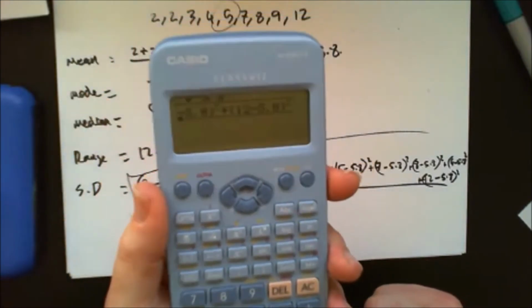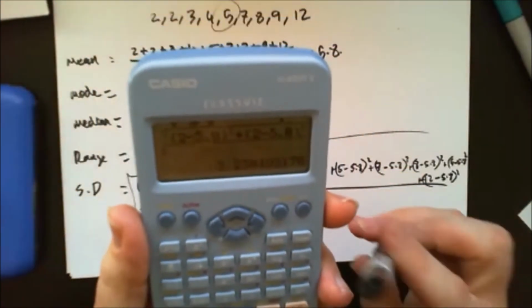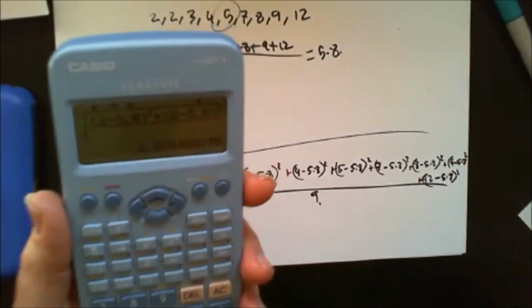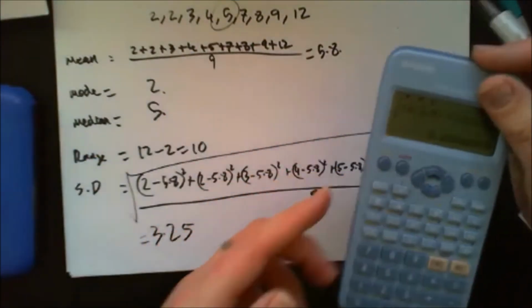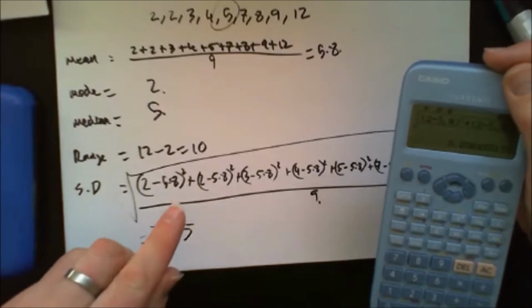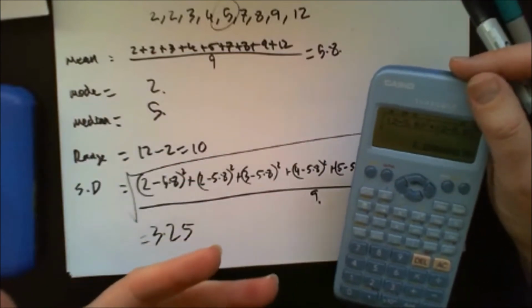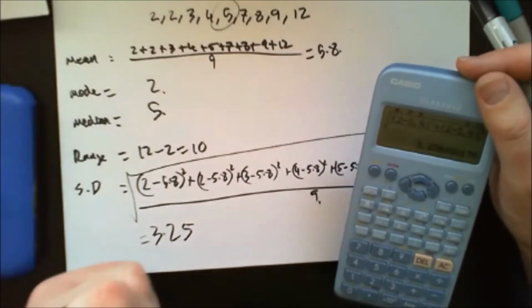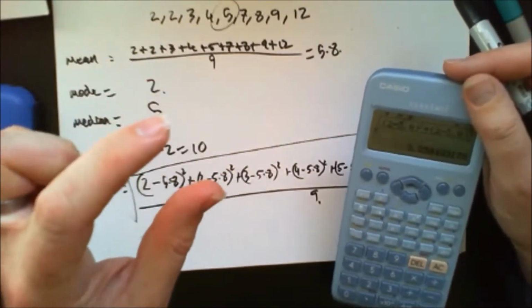Now, should we, I think it was 3.5. Oh, 3.25. I think that's what it was. It was something with a 5 in it anyway, equals 3.25. So what that actually means is it's an average of each value's distance from the average. That's the best way of thinking about it. And obviously, the smaller the number, the tighter the data set.